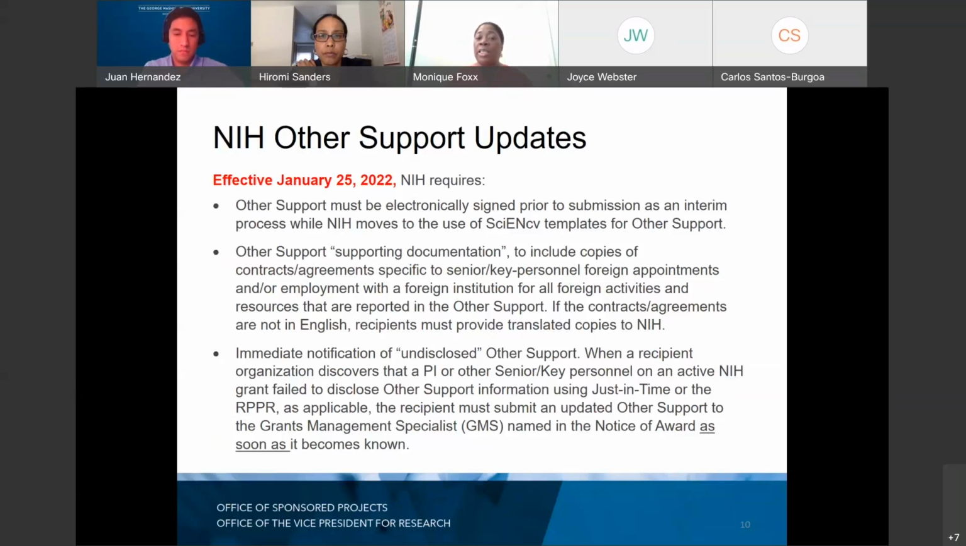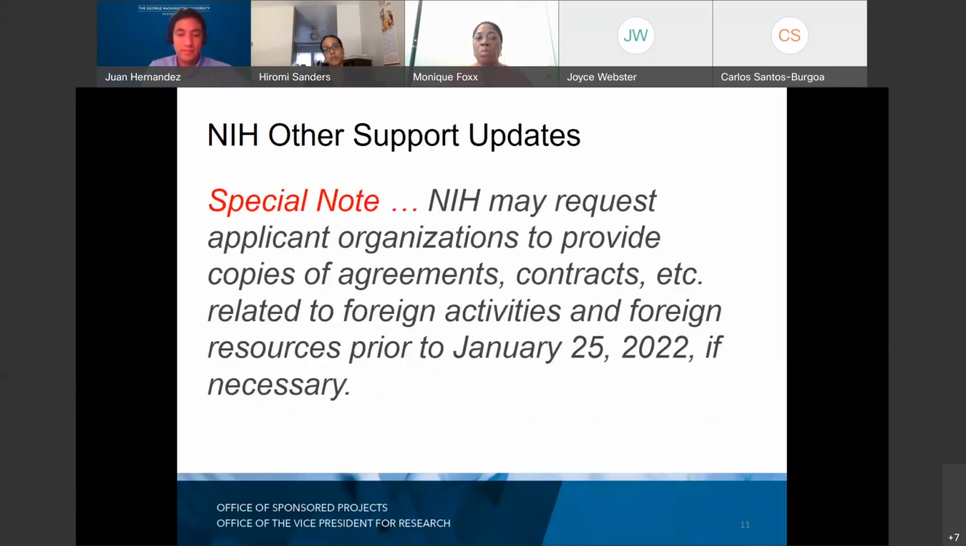Immediate notification of undisclosed Other Support. When a recipient organization discovers that a PI or other senior key personnel on an active NIH grant failed to disclose Other Support information using just-in-time or the progress report as applicable, the recipient must submit an updated Other Support to the GMS, the Grants Management Specialist that is named in the award, as soon as the information becomes available. I do want to emphasize this period, the grace period, May 25 through January 25th.